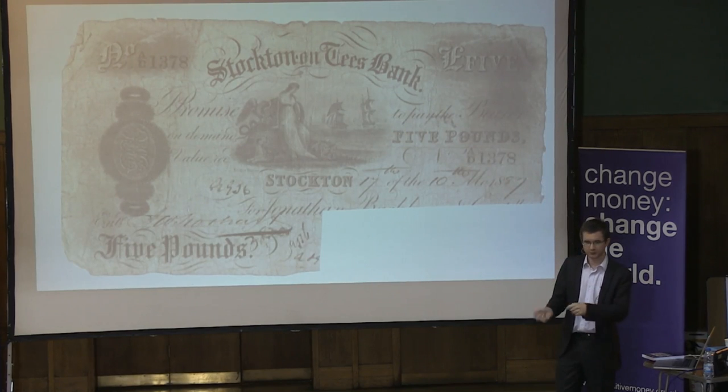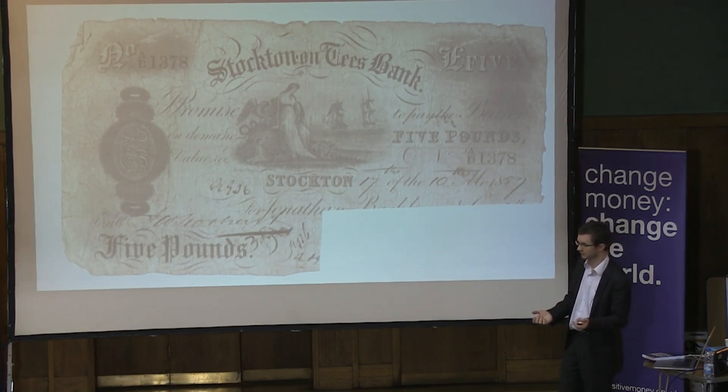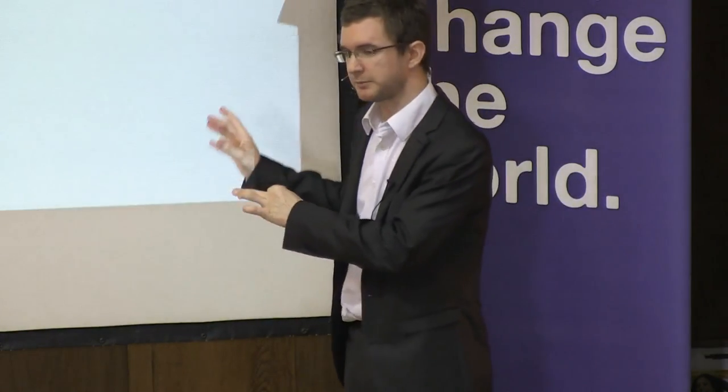And because it was more convenient to carry bits of paper around than to carry metal coins around, people used the pieces of paper as though they were money. They'd actually spend the paper in the shop. And so long as the shopkeeper knew the bank and trusted the bank, he'd accept the paper. So basically, the pieces of paper that banks were issuing were treated as money, and they became as good as money.